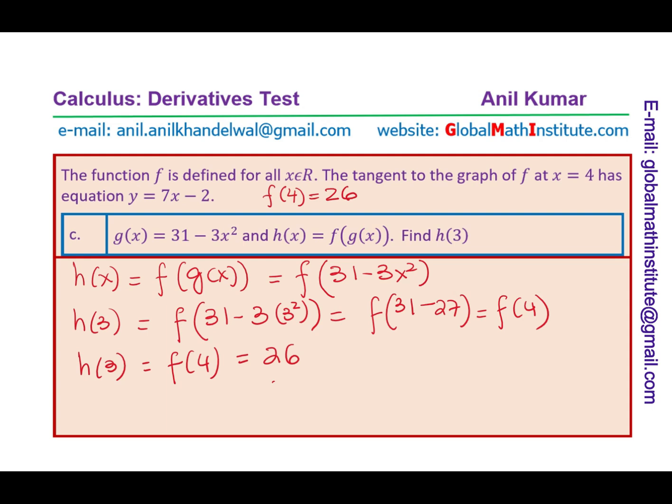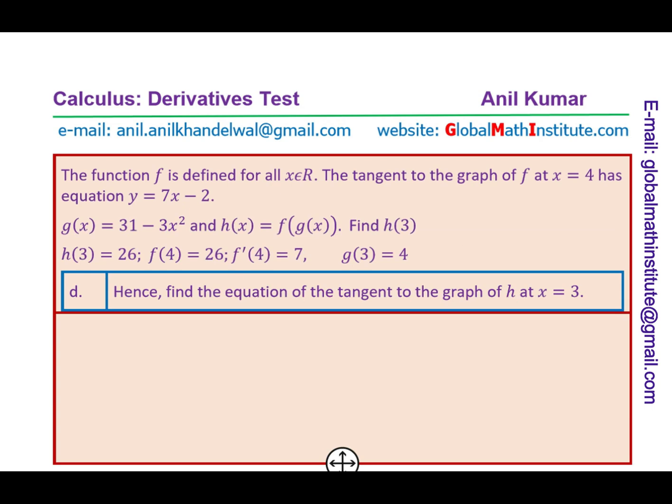So we know that the slope of the tangent is 7 and the values of f of 4 and h of 3 are 26 each. Now with that, let's get into the last question, which was the main part of it. For this, we need all the information which we just captured.